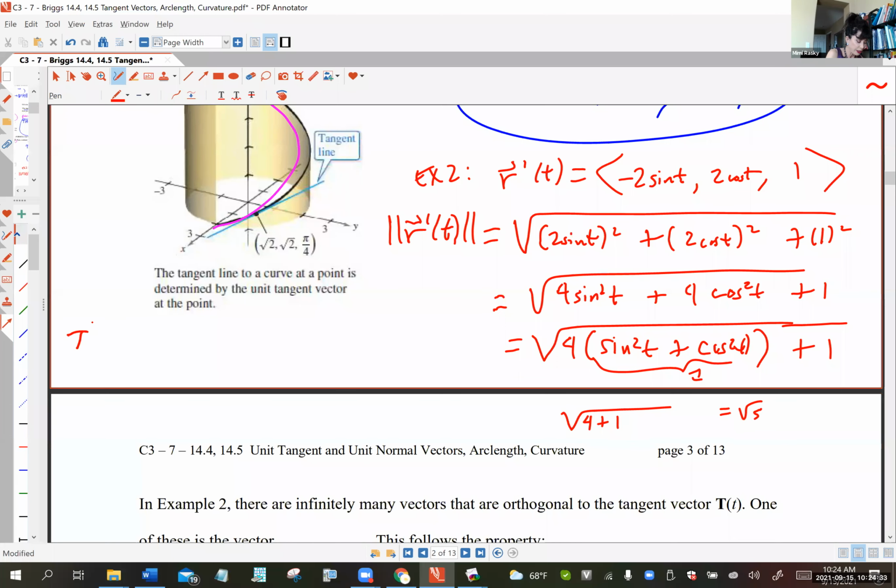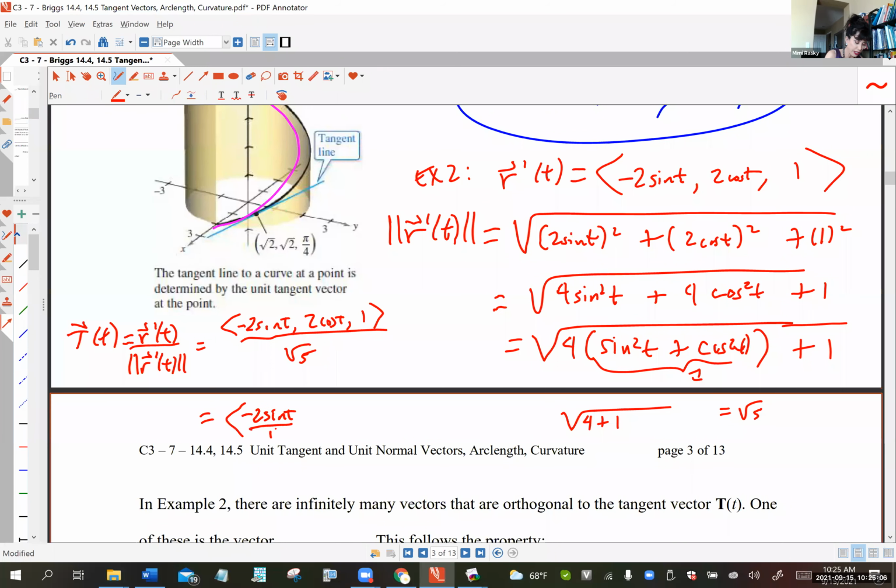So over here, your T of t is going to be your r prime divided by the magnitude of r prime. So that's going to be this vector here: -2 sine t, 2 cos t, 1, and divide that by the magnitude, which is square root of 5. And then go ahead and distribute that scalar, division by square root of 5, just to make it look pretty. And voila, there is your unit tangent vector written as a function of time.